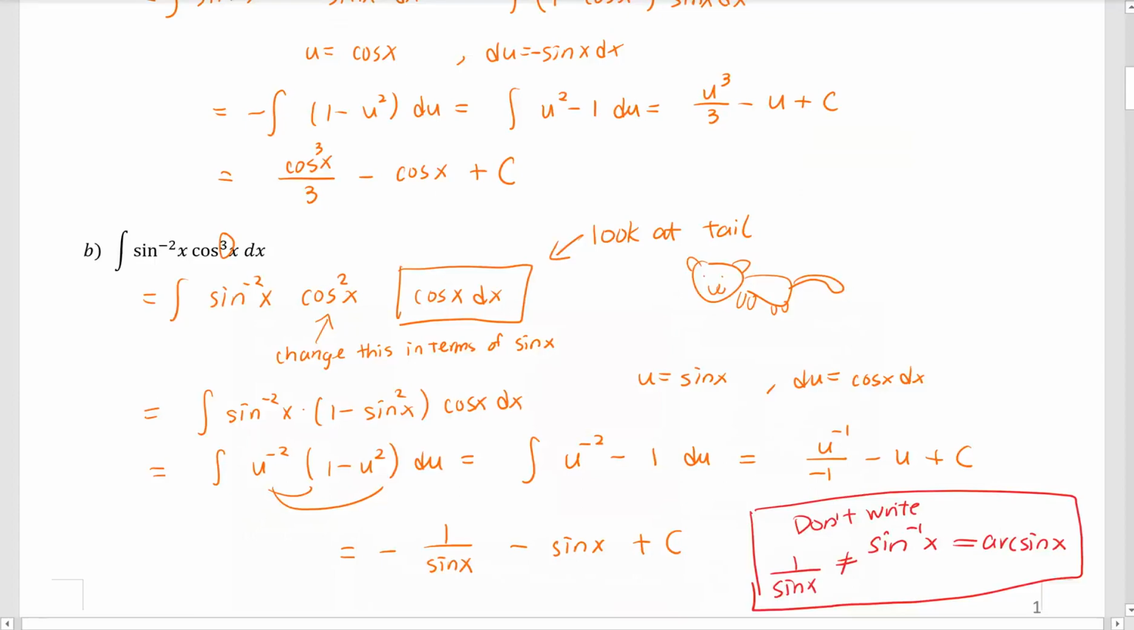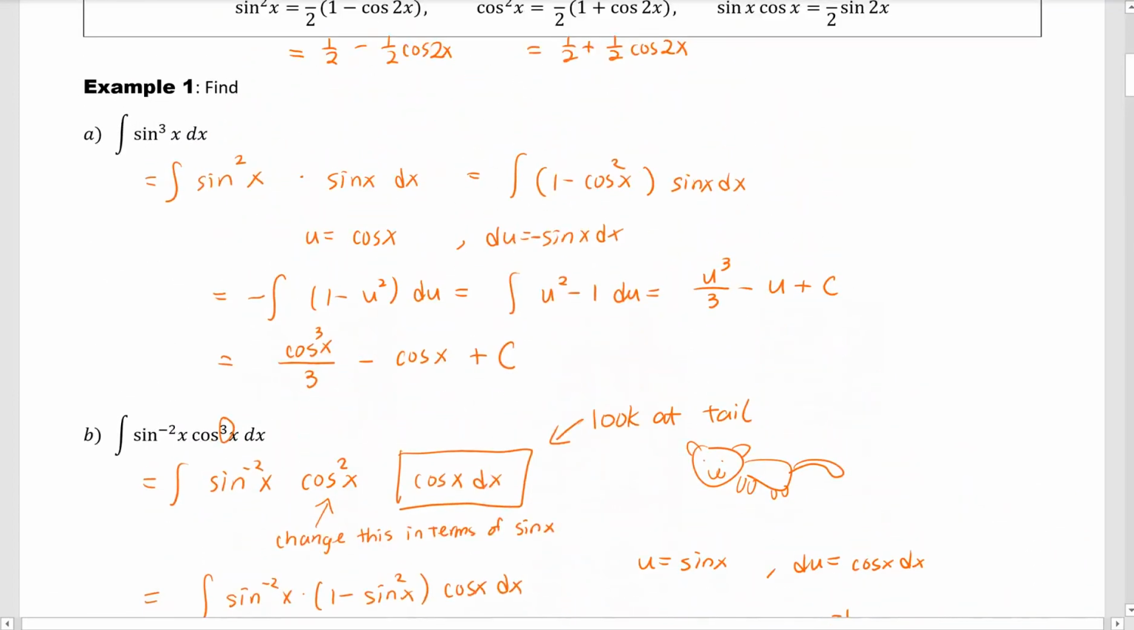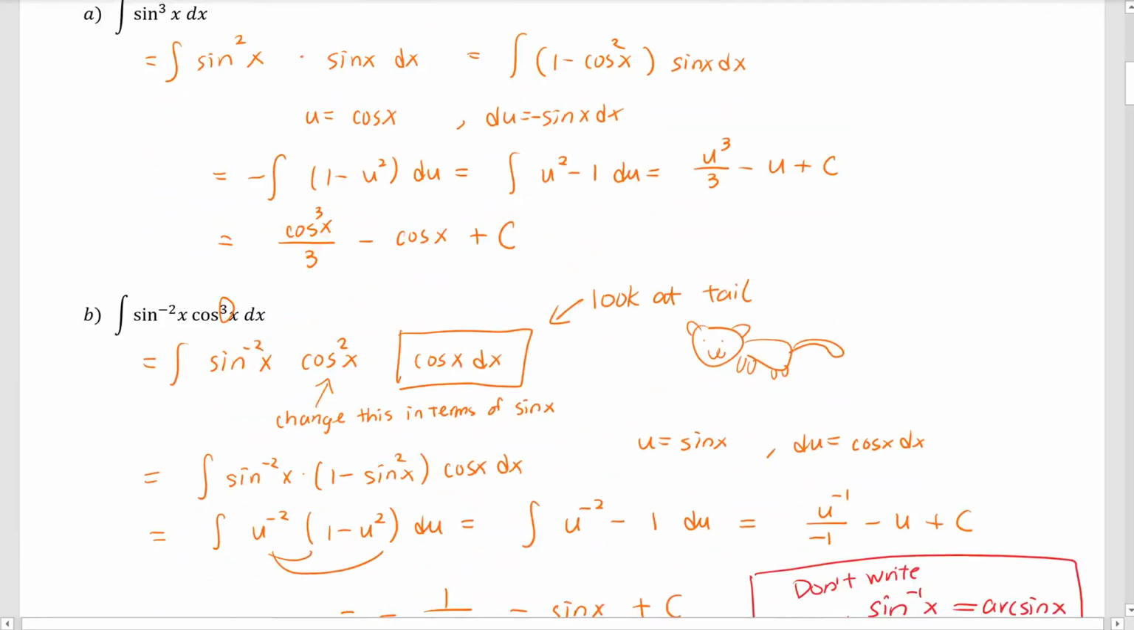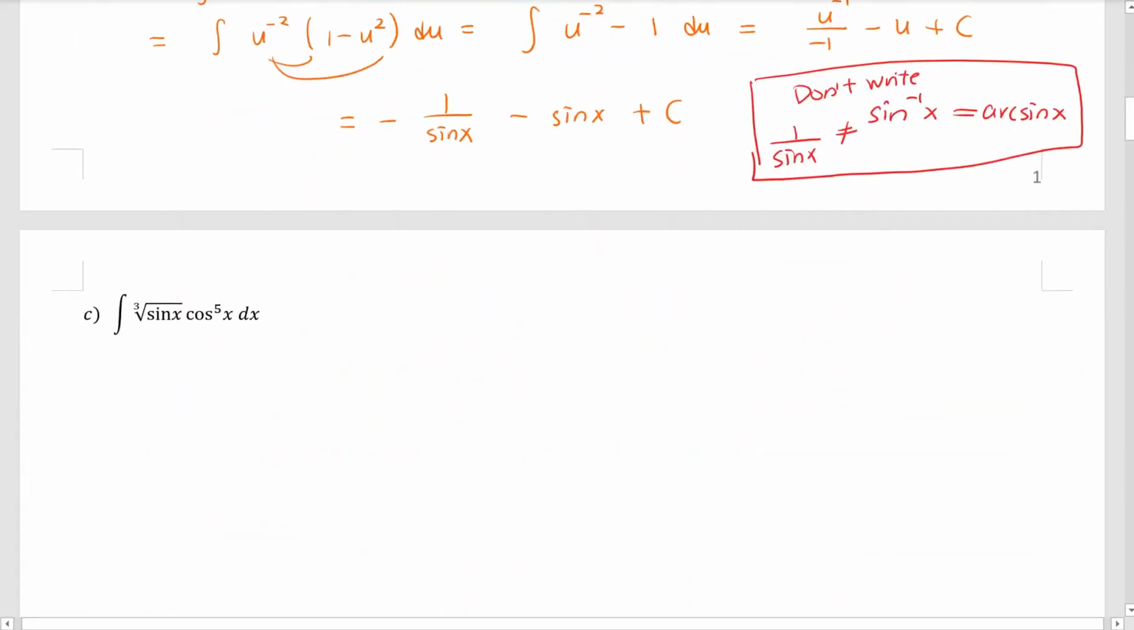So you look at our tail. If the tail is sine, you know our u. Sine is the derivative of cosine, so our u should be cosine. If you see our tail is cosine, you know the u is sine. Okay, so keep this in mind. Let's continue.